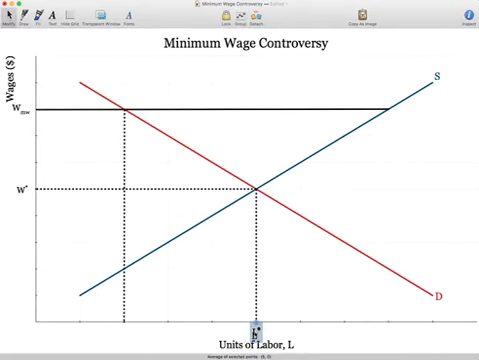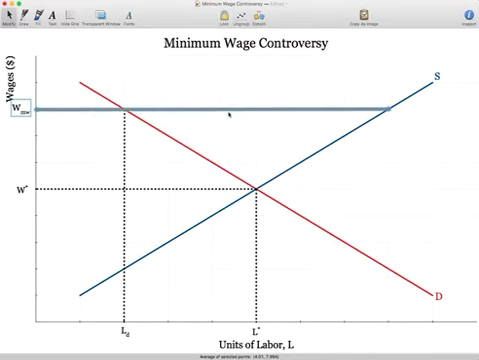So let me duplicate that and cheat a little bit and move that over here. So that will be LD. That'll be the units of labor that are demanded. Let me move that so it looks a little bit better. There we go. So if we follow the minimum wage over, we hit the demand curve, and if we go straight down, that tells us at that wage rate, this is how many units of labor that companies want to hire at that minimum wage rate.